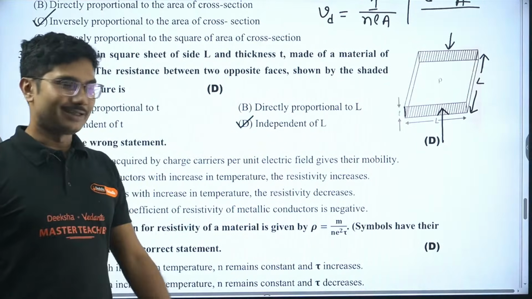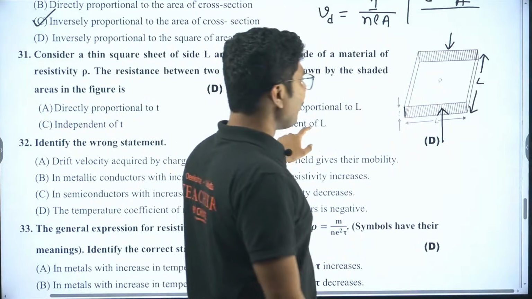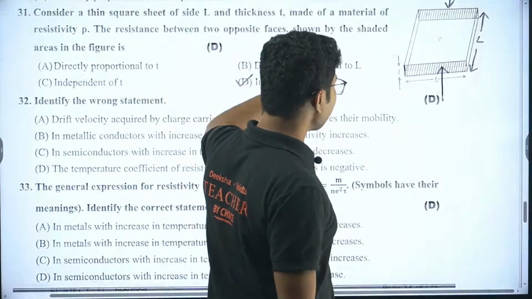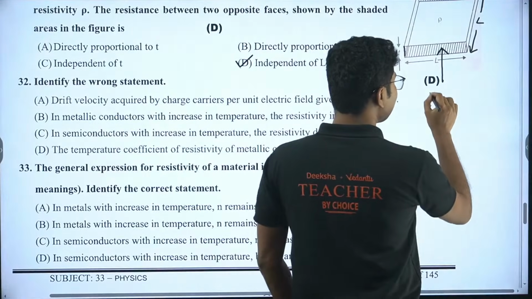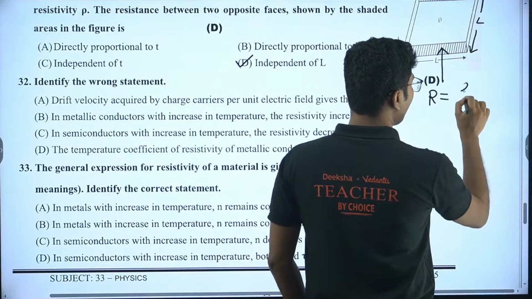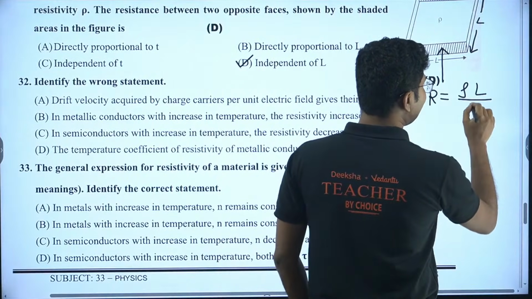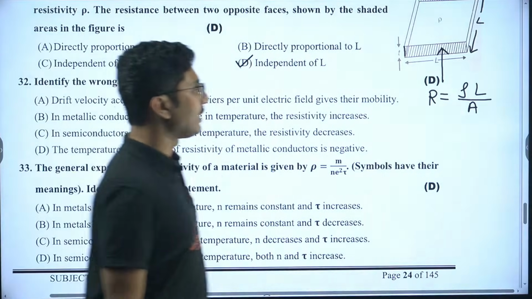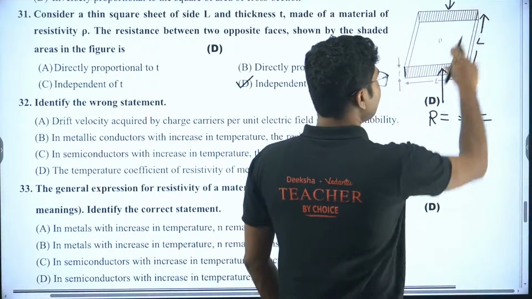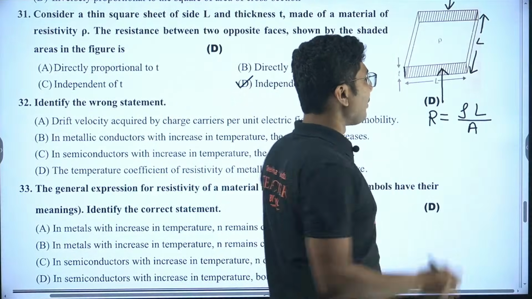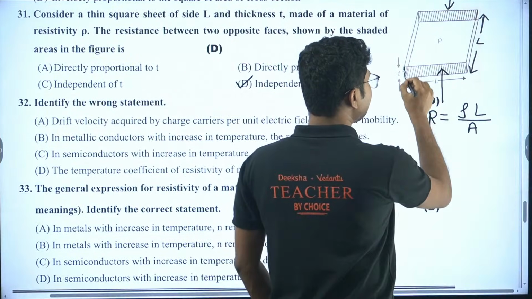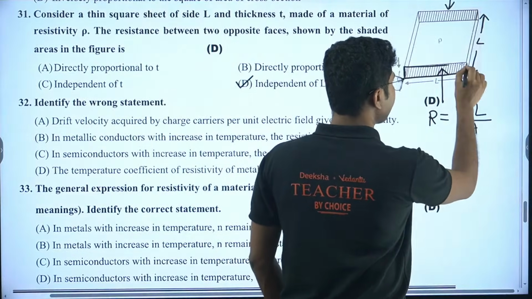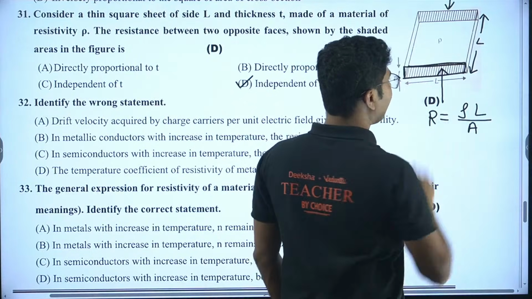Because this is a square sheet, it should be directly proportional to L, but it is independent of L. Why? For that we have to go into the equation of resistance, which says that resistance is given by rho L by area. So here this is the length, so L is here, but what about the area? This is the area of the cross section.